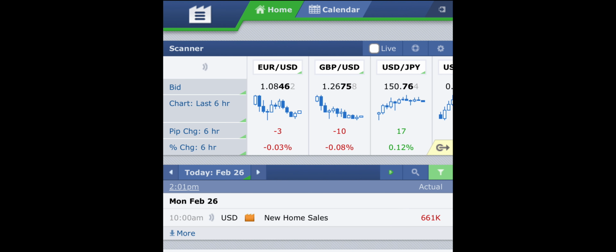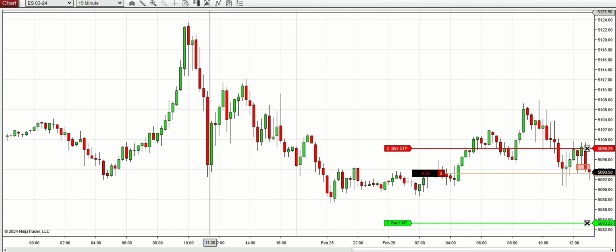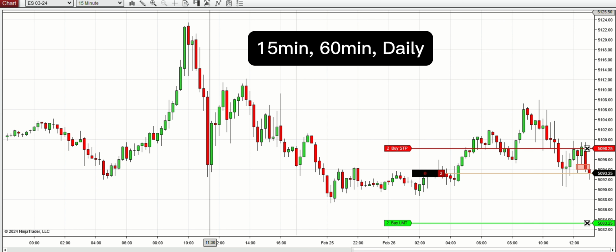So I'm just going to set up my chart and change that breaker from the default blue to red. I like to use red because it really helps me to identify what's happening with price action at a glance. I'm going to change the chart to the 15-minute. I definitely like to look for my exit on the higher time frames, specifically on the 15-minute, 60-minute, and then the daily.